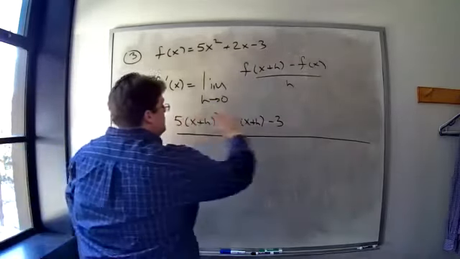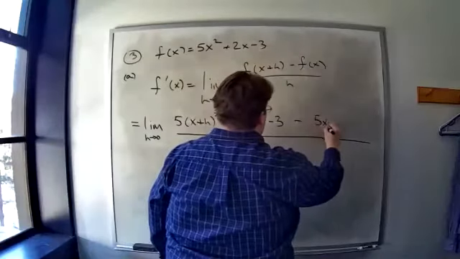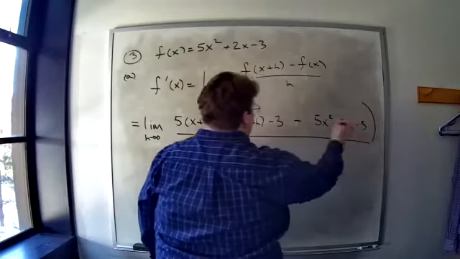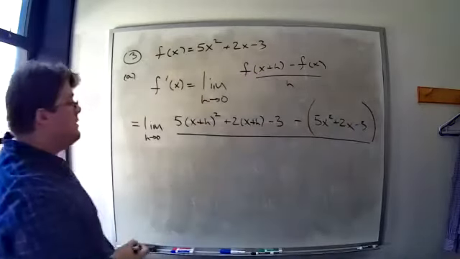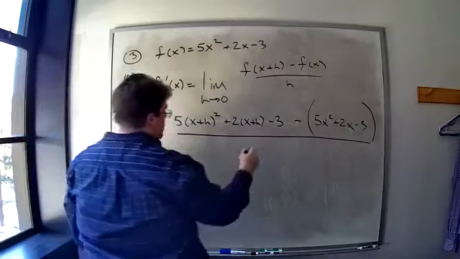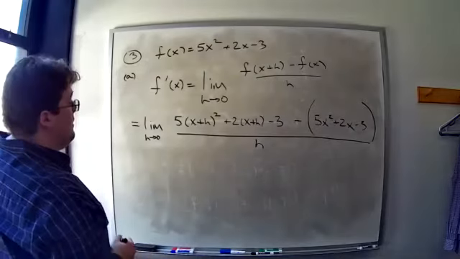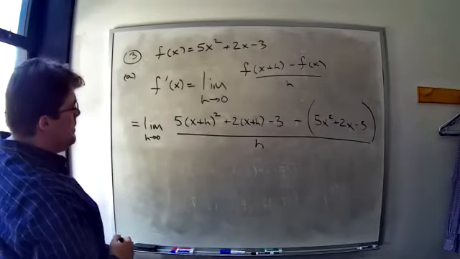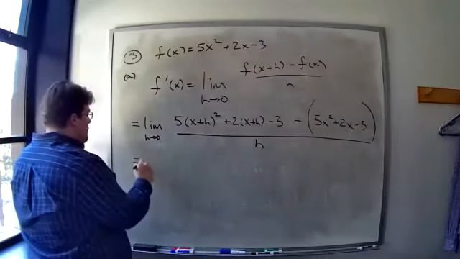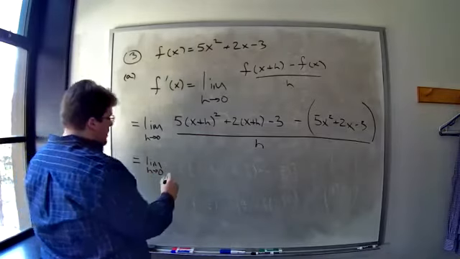So f of x plus h, replace all x's with x plus h, minus all of f of x. If you don't subtract all of f of x, it won't simplify nicely. Well, it won't simplify enough. And it's all over h. Well, let h equal 0, you get 0 over 0. So we have to do algebra. It's set up to give you 0 over 0. What algebra can we do?